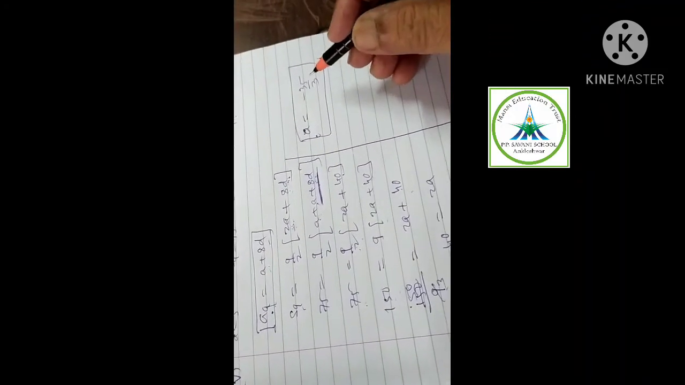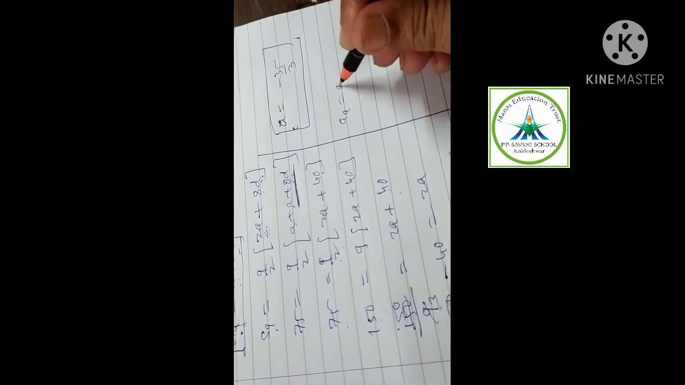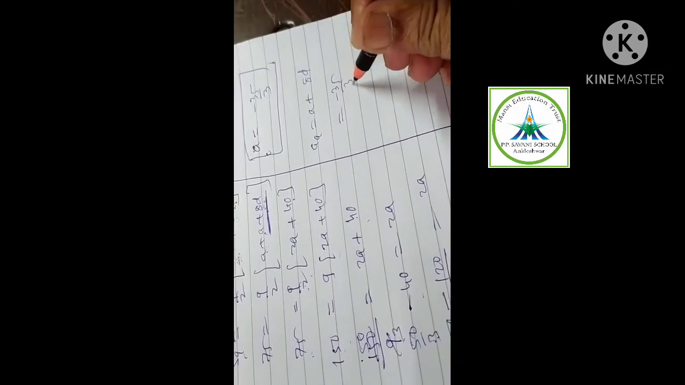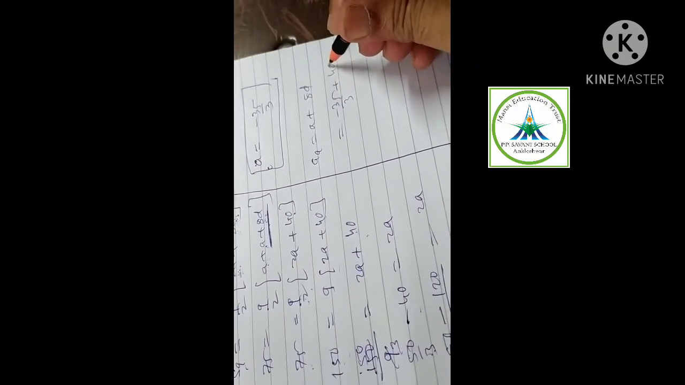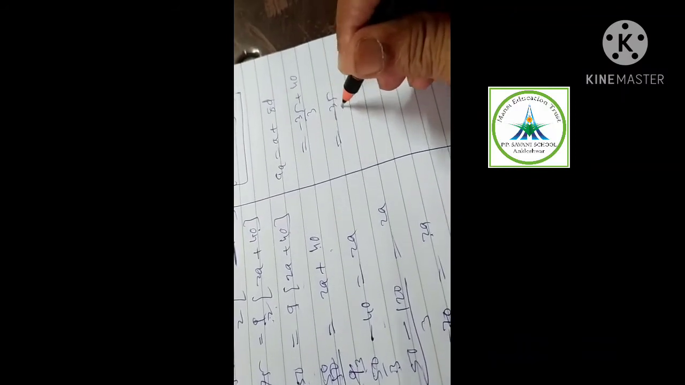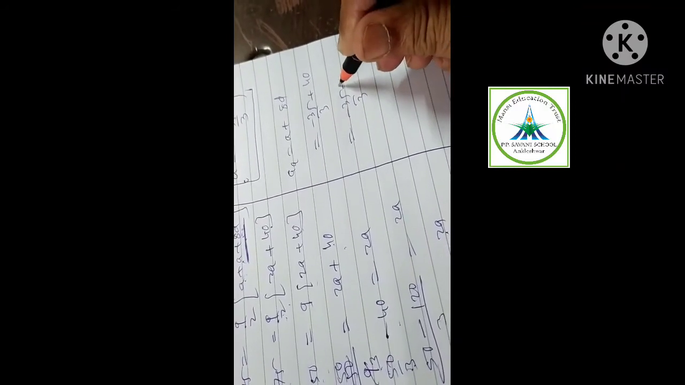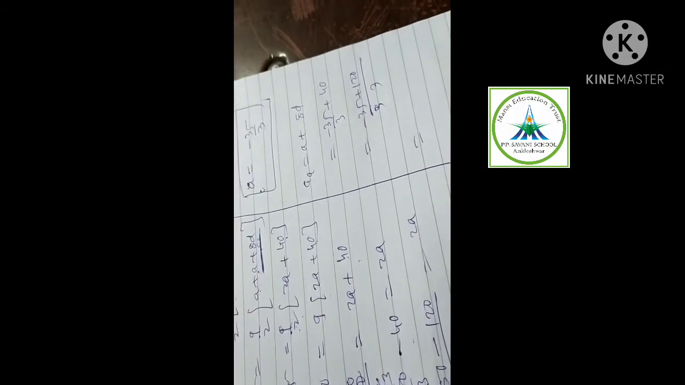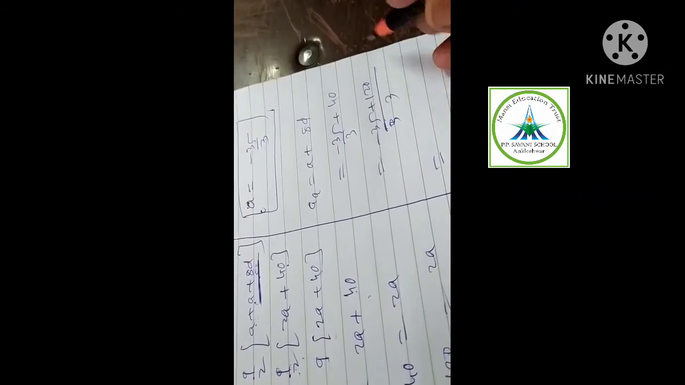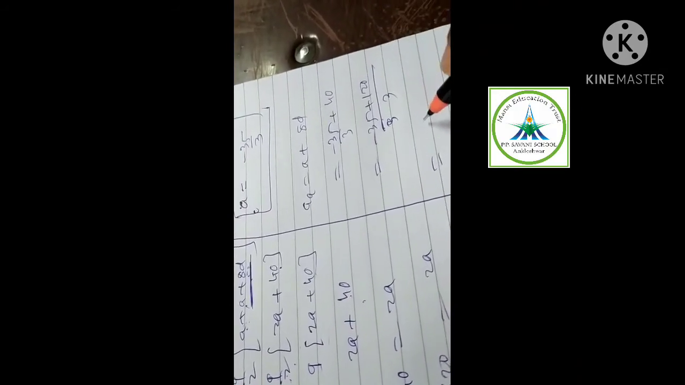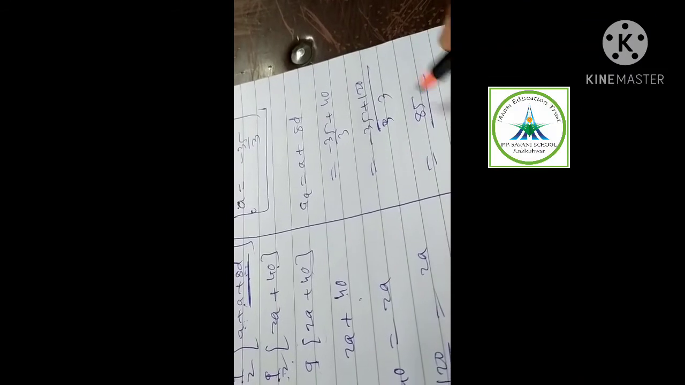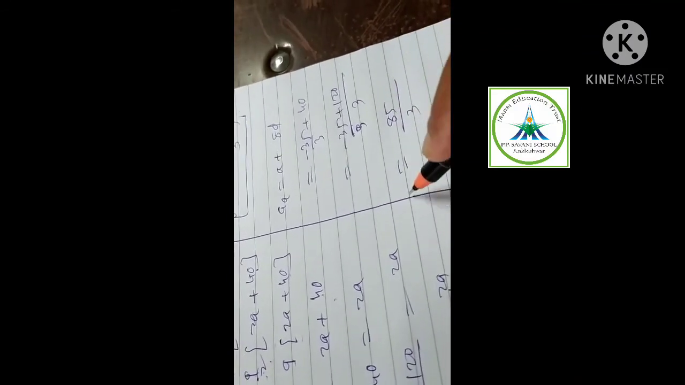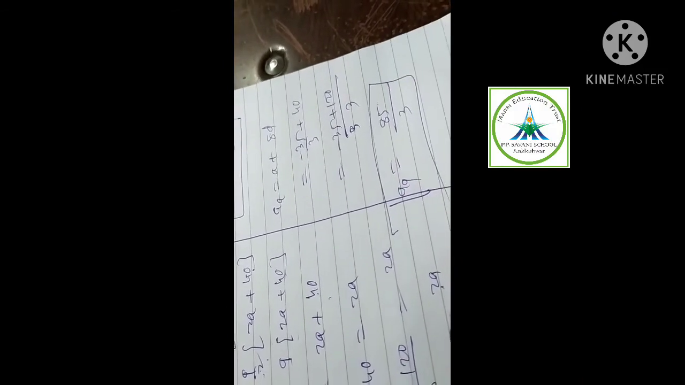a9 equals a plus 8d. So minus 35 upon 3 plus 8 times 5 is 40. See, minus 35 upon 3 plus 120, whole divided by 3. You are getting it now. See, 120 minus 35, how much? Subtract: 85. That is the bigger number, positive, so we get it upon 3. Not cancelable. So you got the answer a9 equals 85 upon 3.